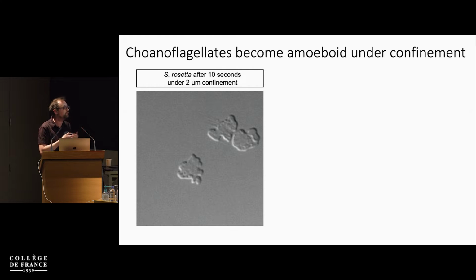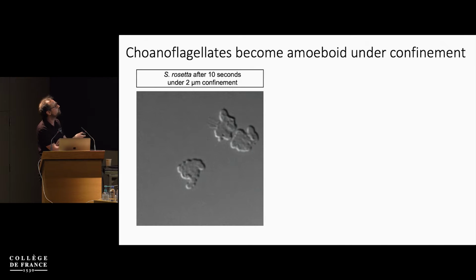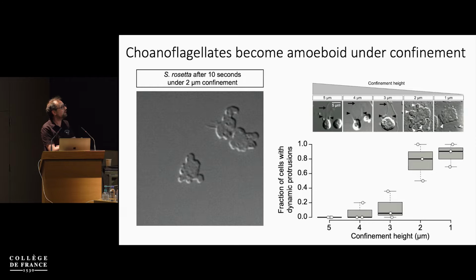onto the choanos, and we used the hydrostatic system with micropillars that was developed in Mathieu Piel's lab. And we found indeed that if you do that, S. rosetta becomes totally amoeboid, and it extends protrusions, it retracts its flagellum, and it becomes essentially unrecognizable as a choano. And that actually is a very fast switch, which takes place in about 10 seconds only. And we could show that it nicely correlates with confinement height.